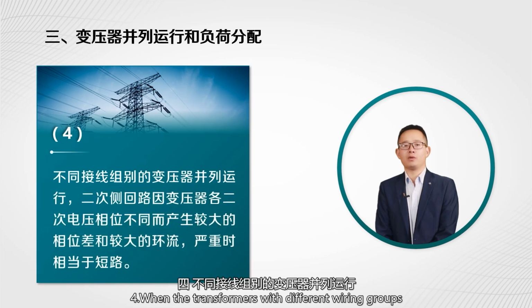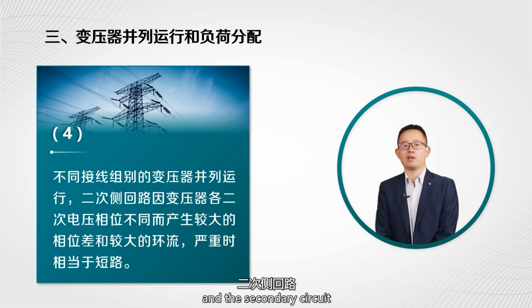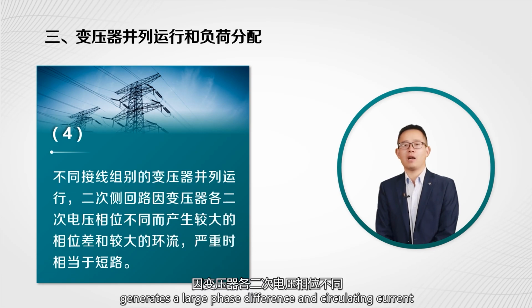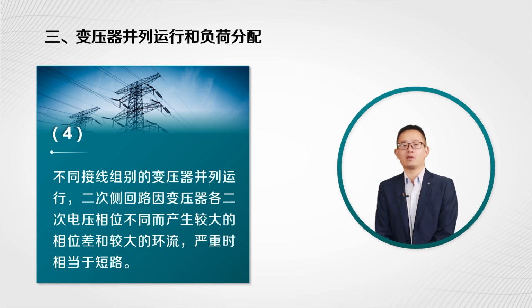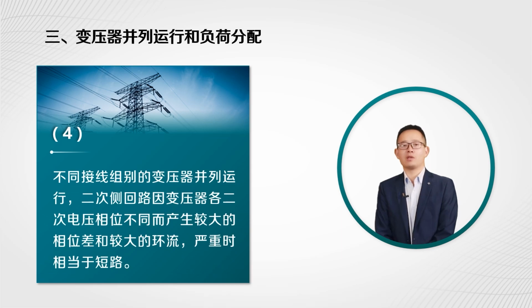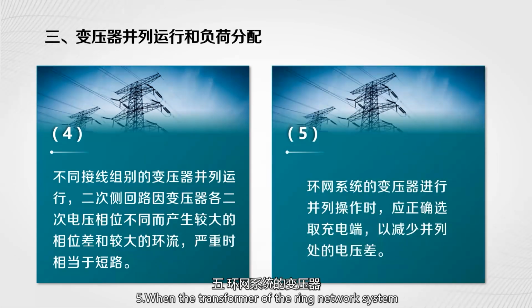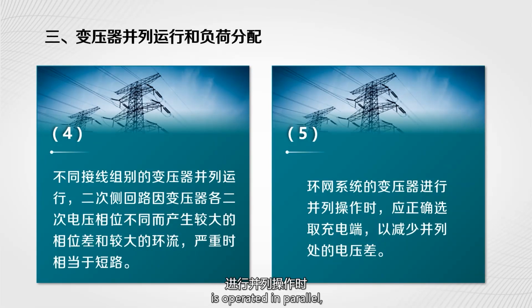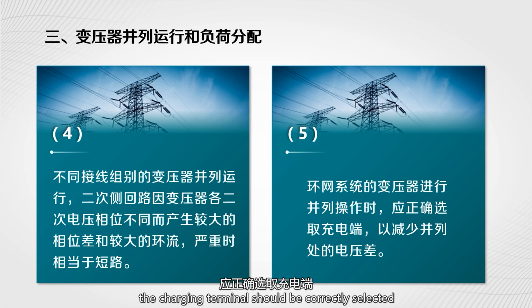Fourth, when the transformers with different wiring groups operate in parallel, the secondary circuit generates a large phase difference and circulating current due to the different phases of the secondary voltage of the transformers. In severe cases, it is equivalent to a short circuit. Fifth, when the transformer of the ring network system is operated in parallel, the charging terminal should be correctly selected to reduce the voltage difference at the parallel place.